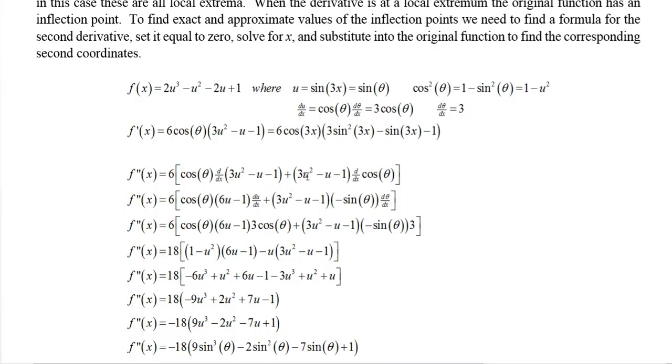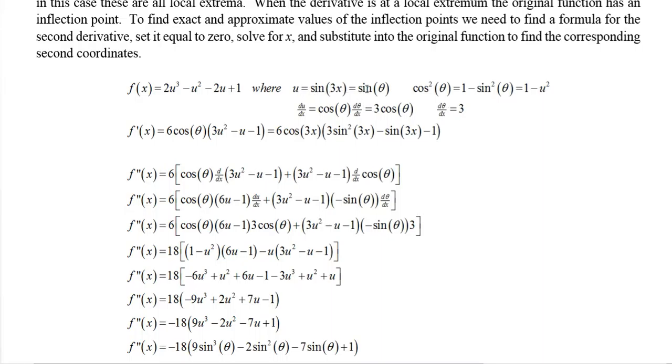Plus we have the second, which is 3u squared minus u minus 1 times the derivative of the first. Derivative of cosine theta is the opposite of sine theta, d theta over dx. Be sure you watch the parentheses around the negative sine theta there so we don't interpret that as subtraction. Now, the derivative of theta, let's look up here. Remember, theta was 3x, so d theta over dx is just 3.